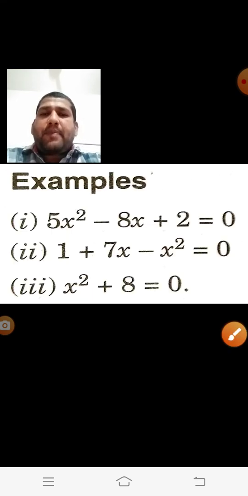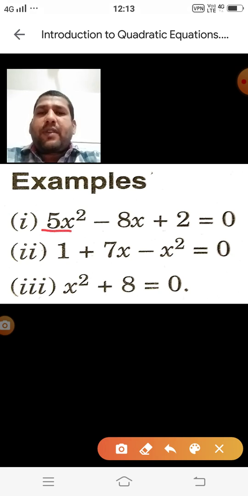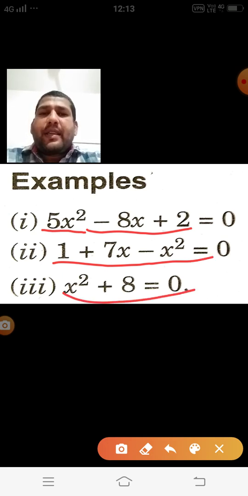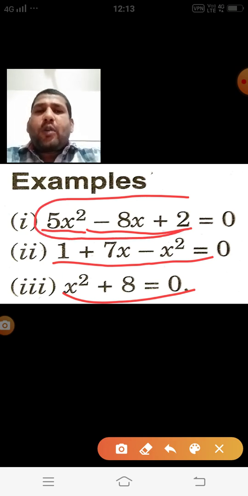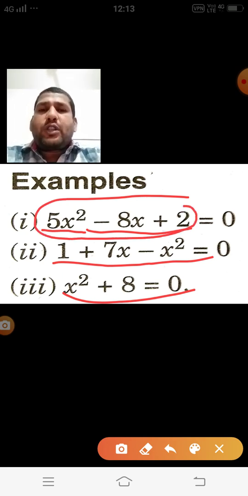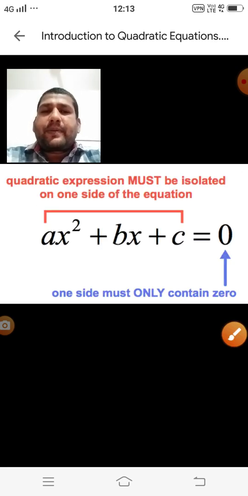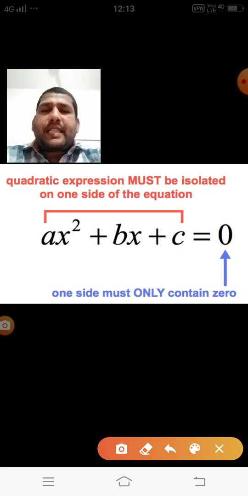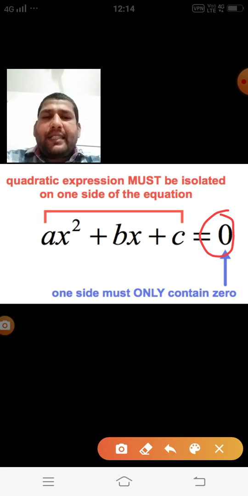Here I am taking some examples, and in these examples we observe that the degree is 2, the highest power is 2. For this reason these three are quadratic equations. When we write a quadratic polynomial equal to 0, it becomes a quadratic equation. You have to remember this when solving questions in this chapter: we write each equation with 0 on the right-hand side, taking all the terms on one side and keeping 0 on the other side.